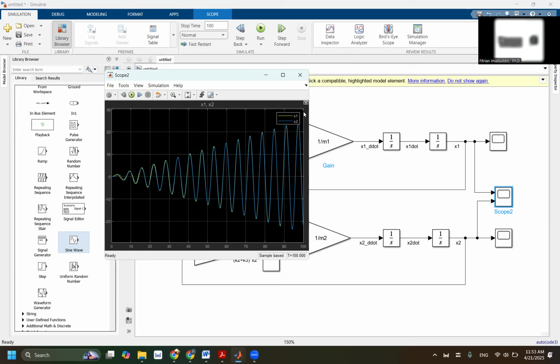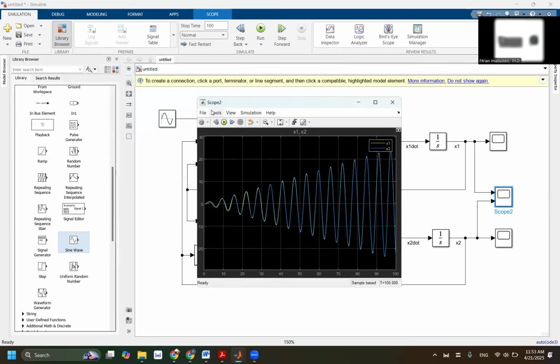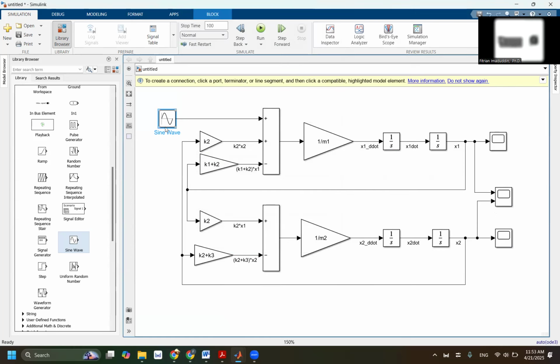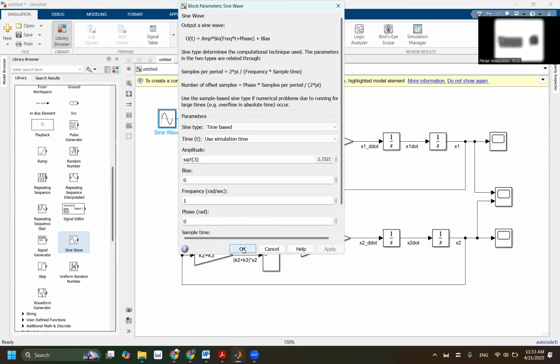Square root of? Square root of 3 over m. Yes, square root of 3k over m. So square root of 3 is what? I can put this function here as well, square root of 3. Let's hope this is the right value.